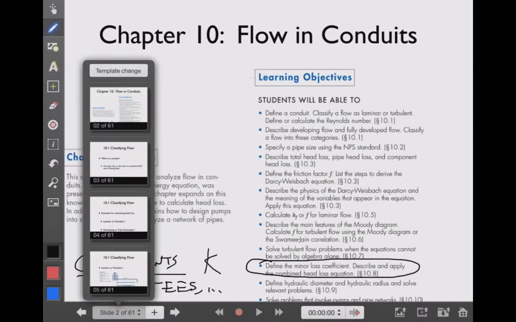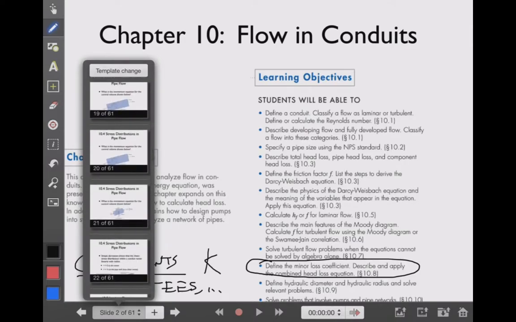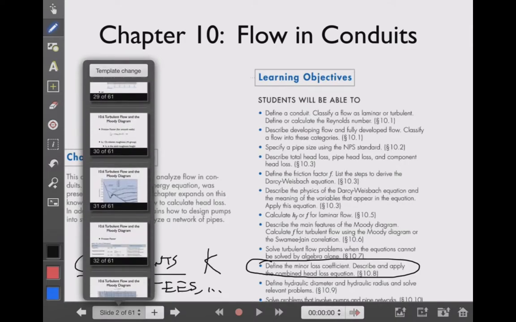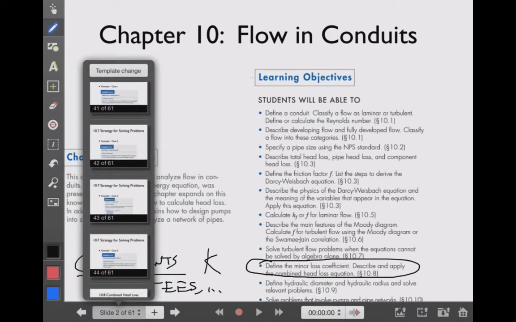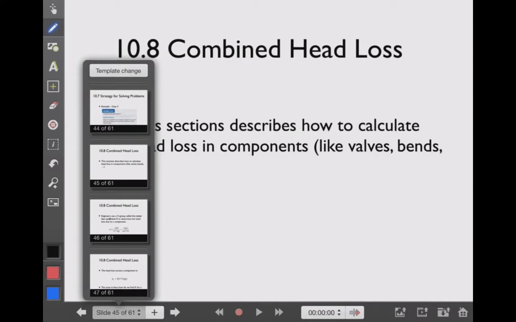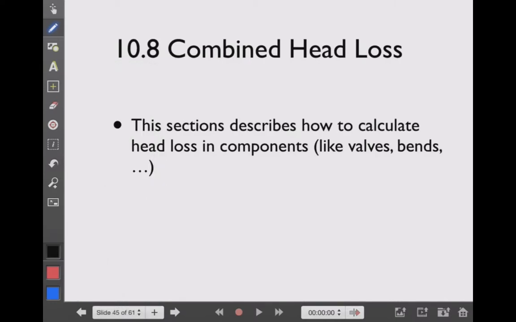So let's go ahead and flip forward and determine what we're going to do here. It's quite a long chapter. This describes how to calculate head loss in components, valves, bends, and so forth.